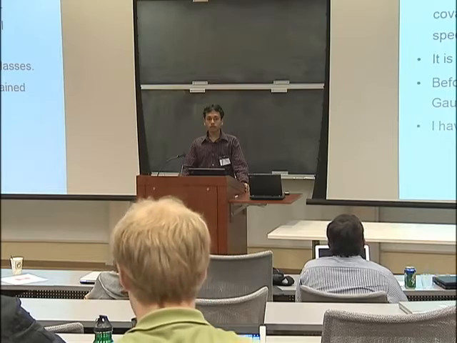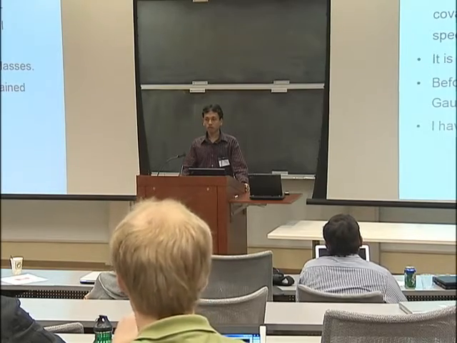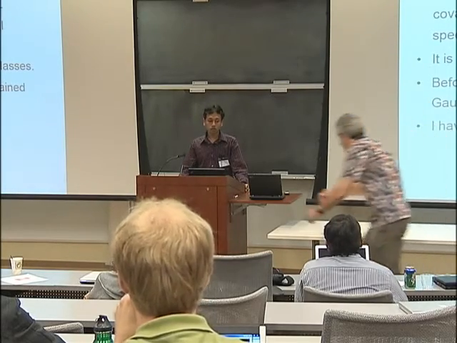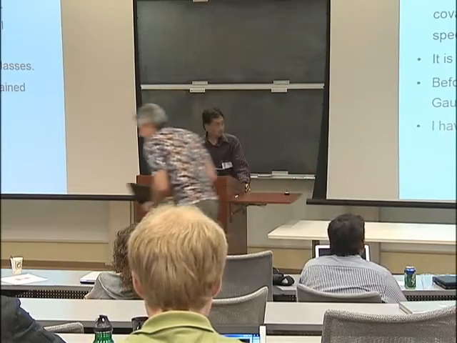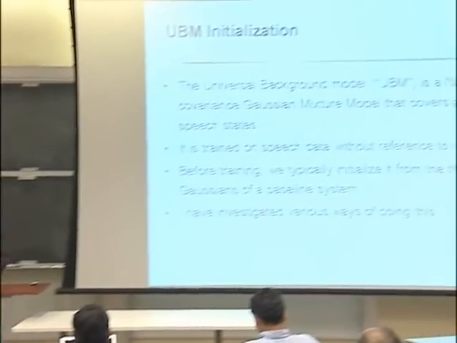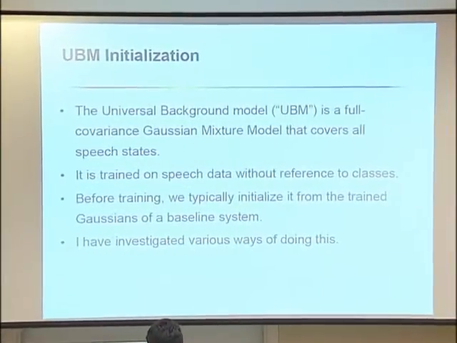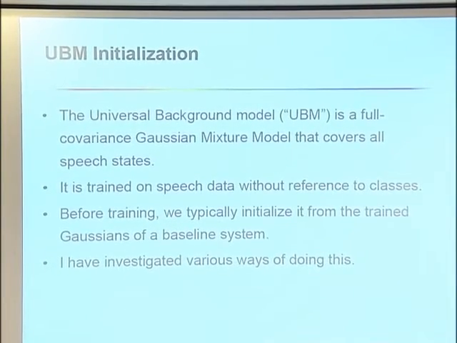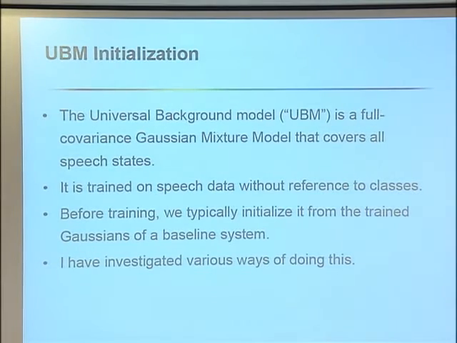I'm going to discuss a comparative approach for the various approaches of initialization of the UBM for ASR. The Universal Background Model is a full covariance trained GMM that covers all speech data on a trained Gaussian. Before training, we must initialize it with trained Gaussians of a baseline system. So I have investigated various ways of doing this.